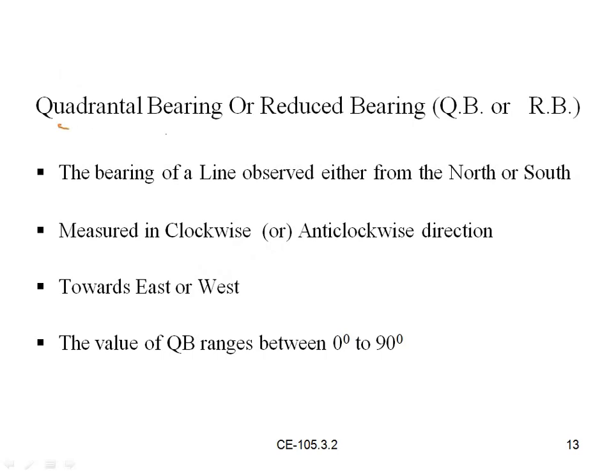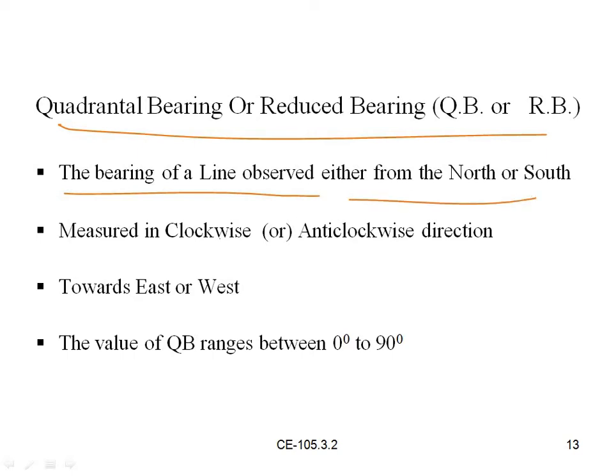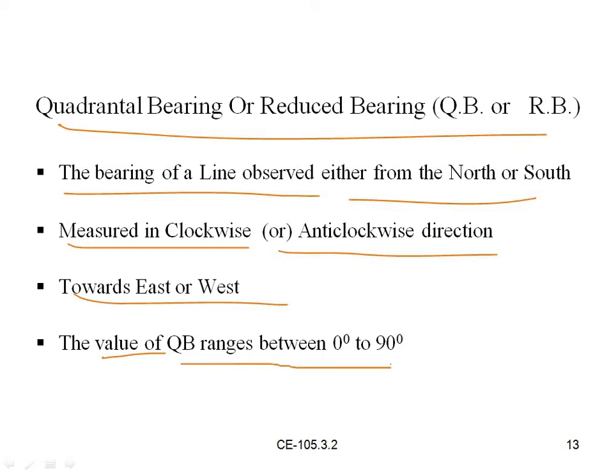So we are having quadrantal bearing or reduced bearing. The bearing of a line observed either from the north or south, measured in clockwise or anti-clockwise direction towards east or west. The value of QB ranges between 0 degrees to 90 degrees. So here the bearing of a line observed either from north or south is measured clockwise or anti-clockwise towards east or west, and the value of quadrantal bearing ranges between 0 degrees to 90 degrees.